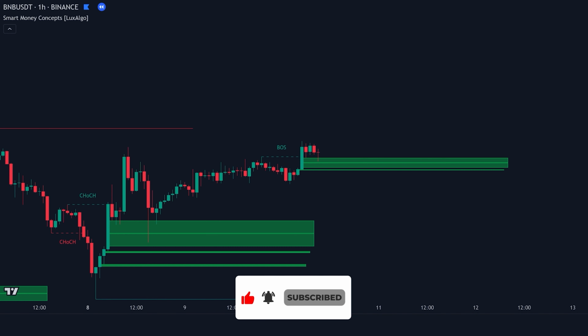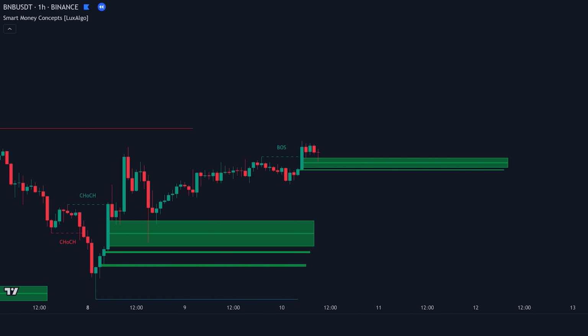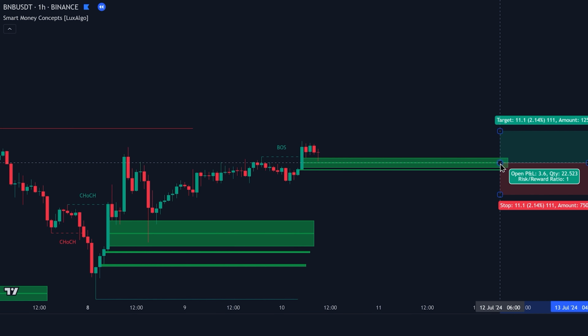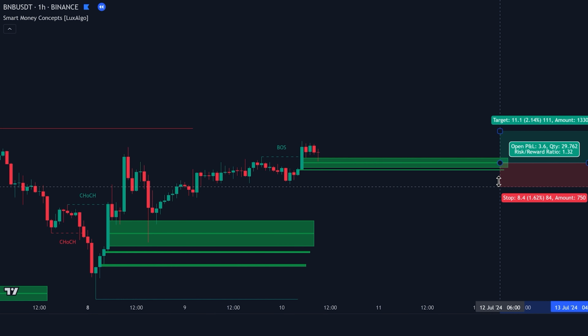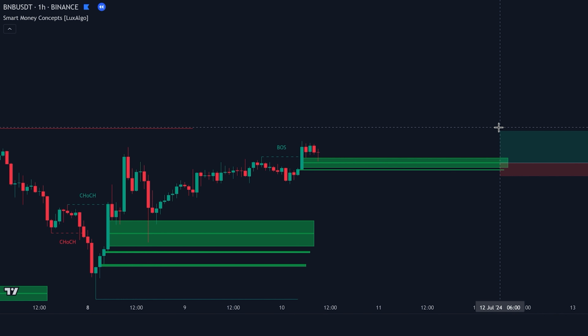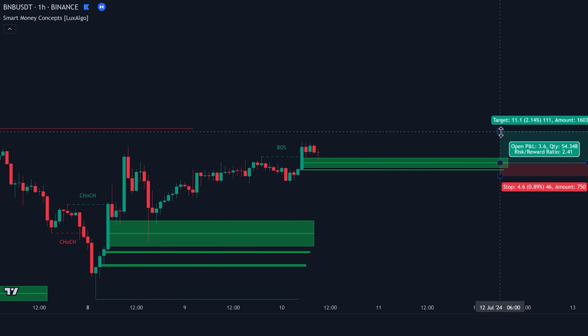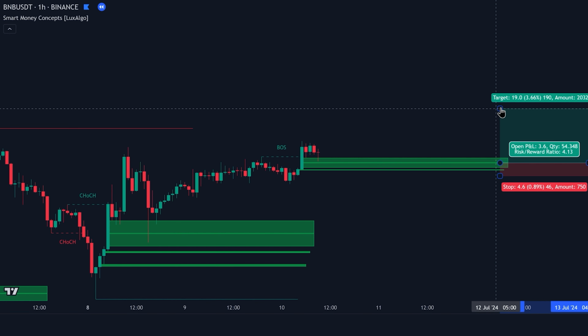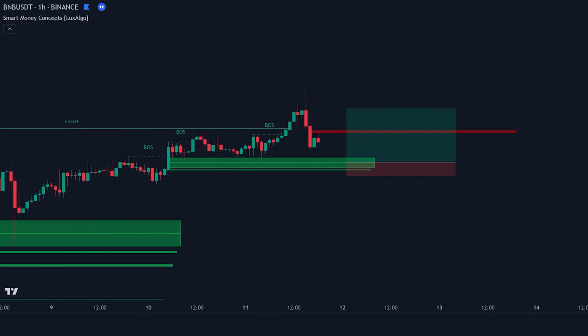Once this is confirmed, enter a buy trade at this level with the confluence of the previous highs as an additional level of support. Place the stop loss slightly below the fair value gap. Aim for a 1-to-2 or a 1-to-3 risk-to-reward ratio. Now, let's see how the trade plays out.